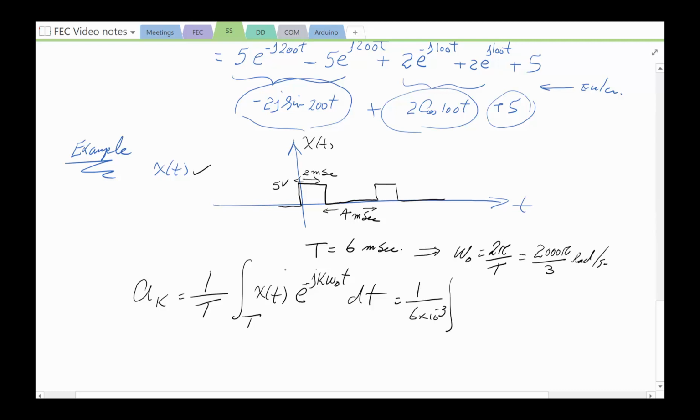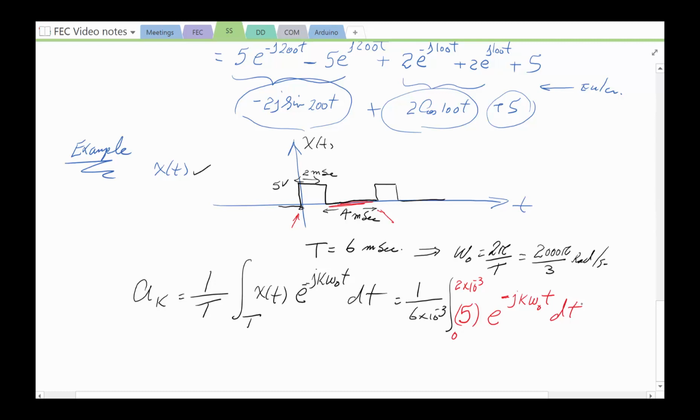Now, I'm going to integrate from here to here. Let me use a different color. I'm going to integrate from here to here for one period, but during this part the signal is 0, so all I do is go from 0 to 2 times 10 to the minus 3. My x of t is just simply 5, so that's my x of t, and I just simply write e to the minus j k omega 0 t. Oh, and we know what the omega 0 is, but why not? Let's not put it in. dt. Pretty simple integral.